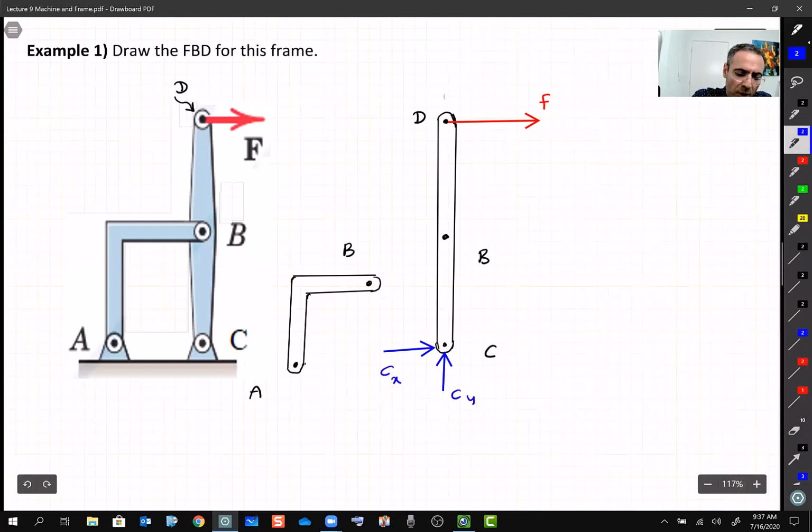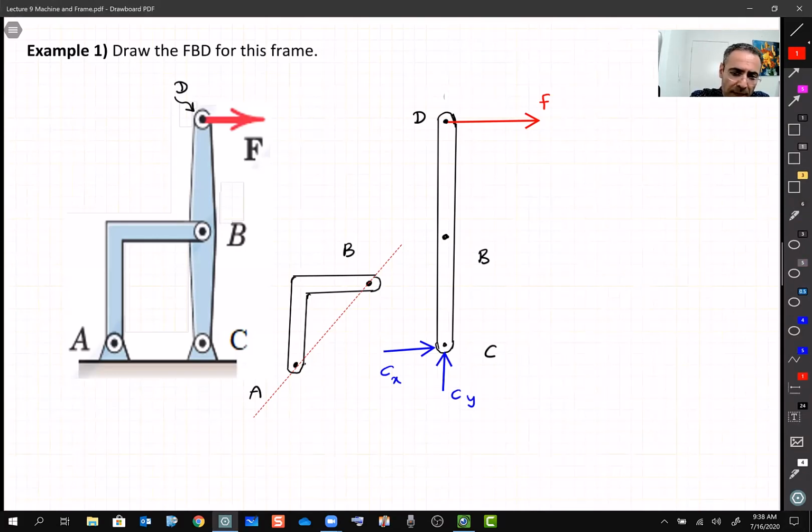CX and CY. So what about these L-shaped things? I hope you realize that it's a two force member because there is no external load on it. The question didn't say anything about the weight. And it's connected at two points. So it is safe to say that it's a two force member. And if it is a two force member, then it has a load at two ends, and these two loads are collinear, right? They are along this line.